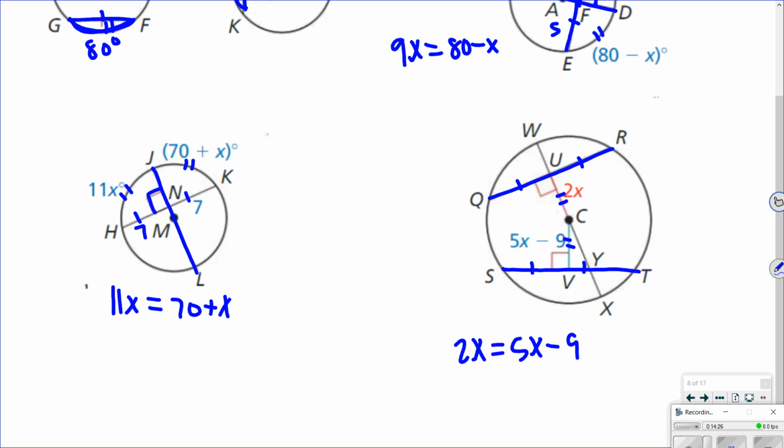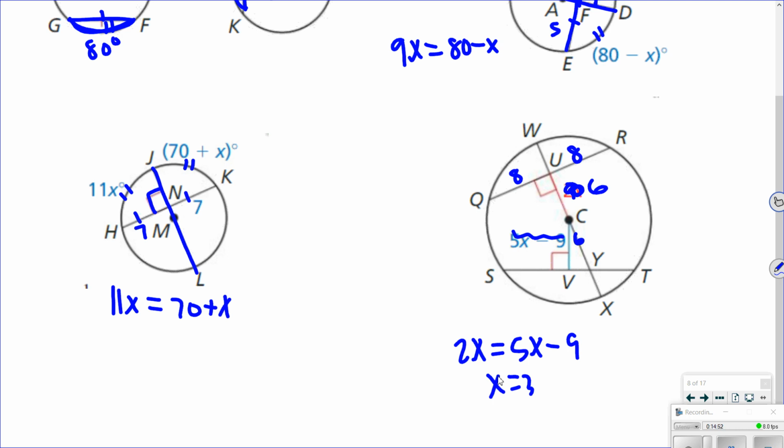There was another type of problem. If we solve this, it comes out to be x equals 3. So if I come back up here and plug 3 back in, this comes out to be 6 right here. This part comes out to be 6 also. What if it told us that this side was 8, and that side was 8? Let's say it asks us to find the radius.